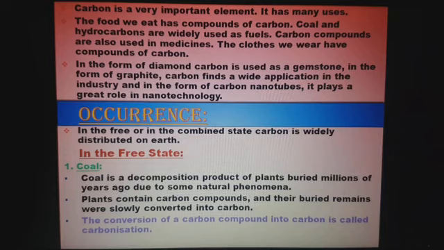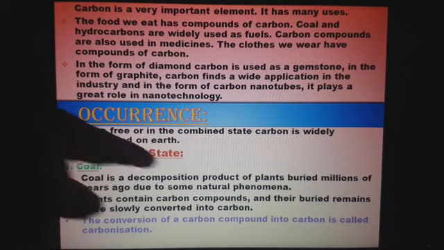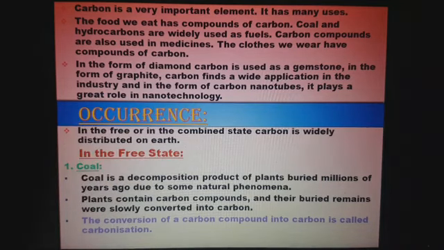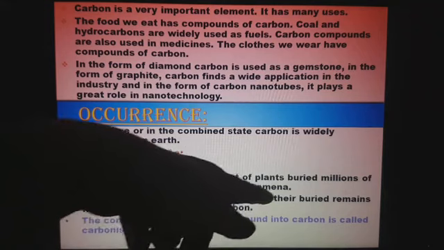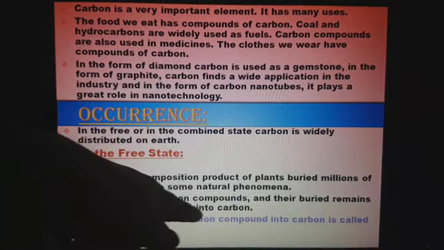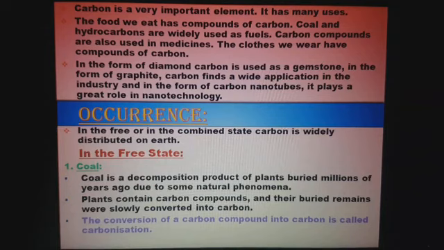And how is it formed? By decomposition. Plants or animals which were buried millions of years ago decompose, and what is formed after decomposition is coal. They are under high pressure and slowly decompose, and coal is formed out of these. That is why they are also known as fossil fuels. Plants contain carbon compounds and their buried remains were slowly converted into carbon. So this is how it is formed.